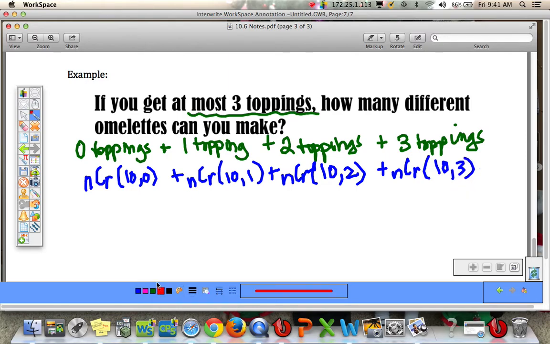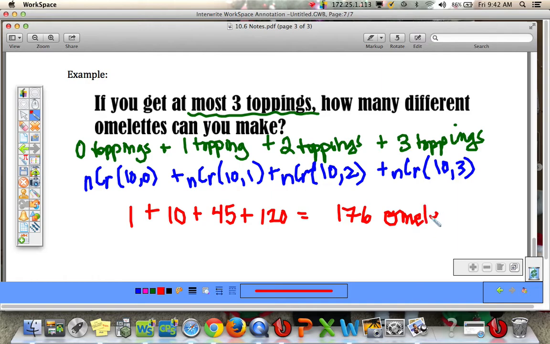There's only one way to choose 0 toppings to get a plain omelet, so 1. For 1 topping, there's 10 ways to choose an omelet with 1 topping. Again, you can get these by typing it in your calculator. For 2 toppings, though, there's actually 45 combinations. And for 3 toppings, there's 120 combinations. So there's going to be 176 different types of omelets you could create if you wanted at most 3 toppings.